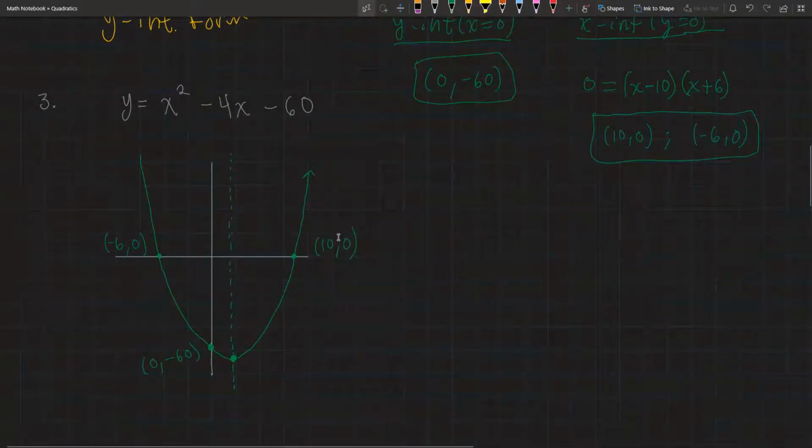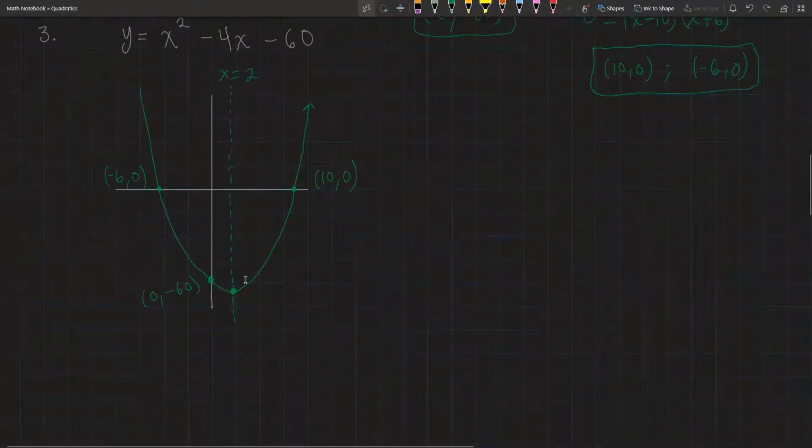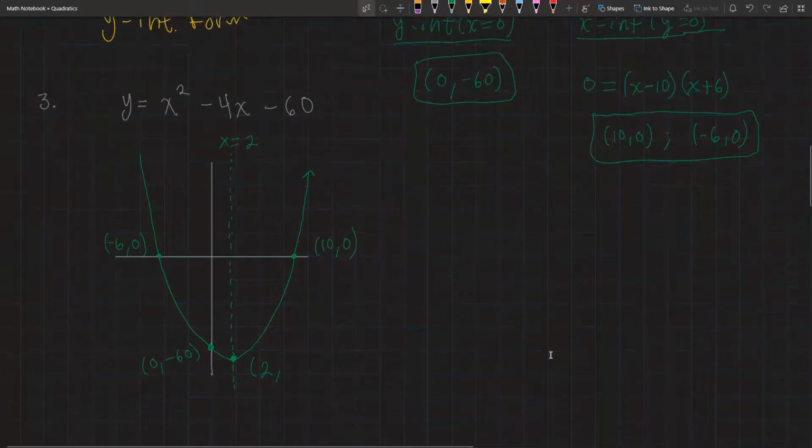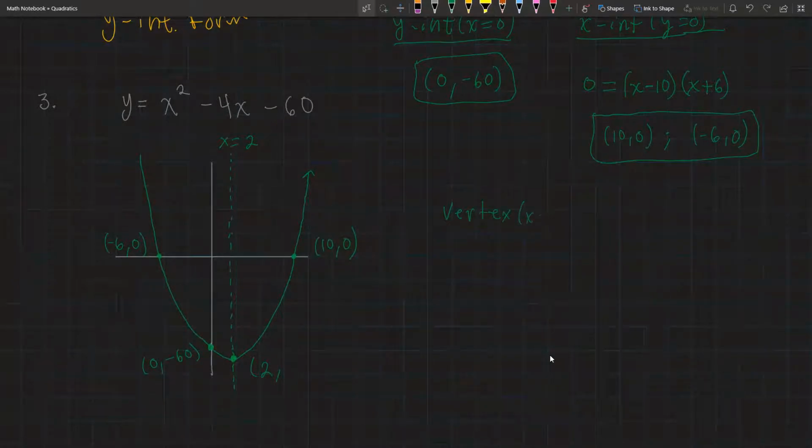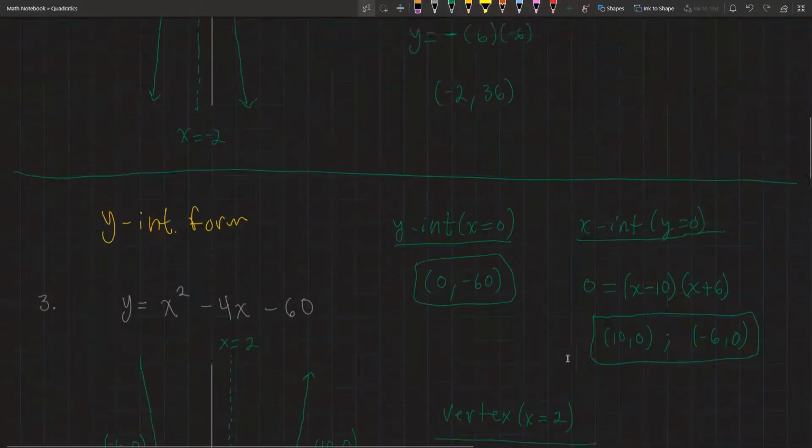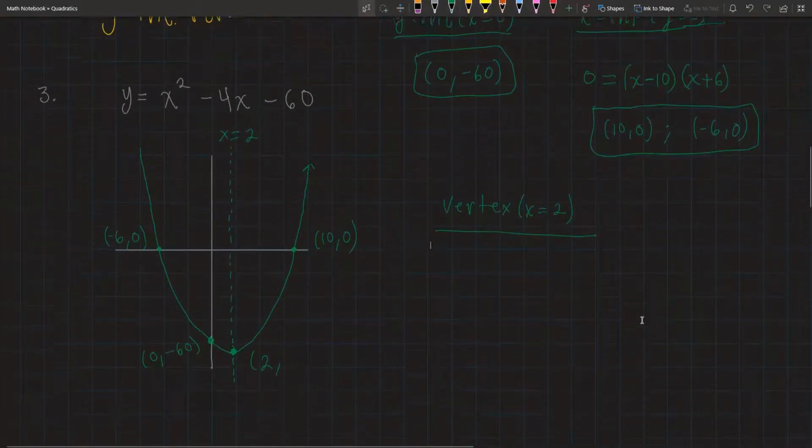And what's right in the middle of 10 and negative 6? 10 minus 6 is 4, divided by 2 is x equals 2. Line of symmetry, x equals 2. So we know the vertex is 2, some y value. And let's figure that out. Vertex when x equals 2. I'm just curious if I did that in the last problem. I did. I thought I skipped the vertex part.